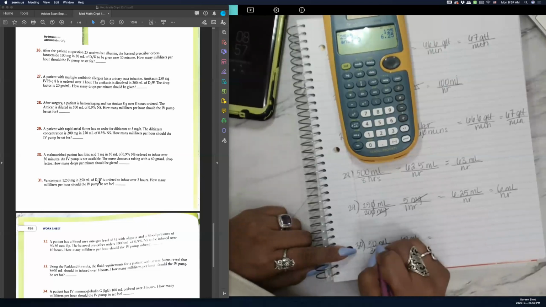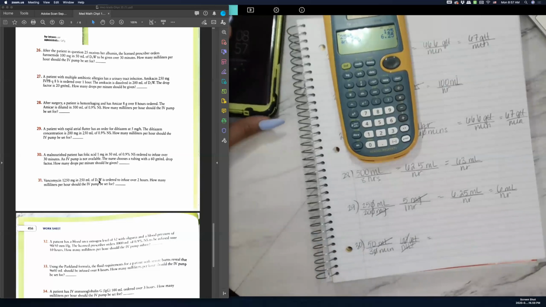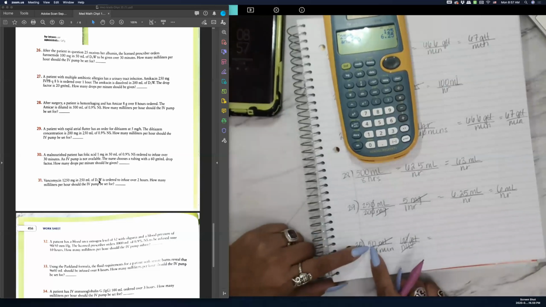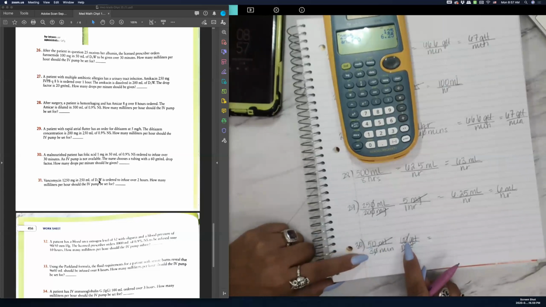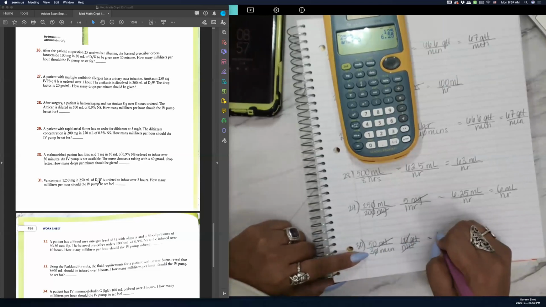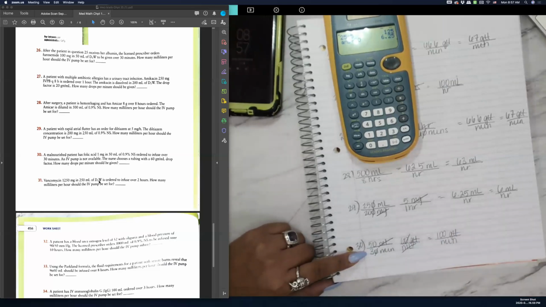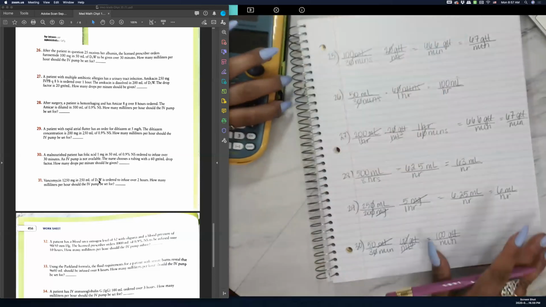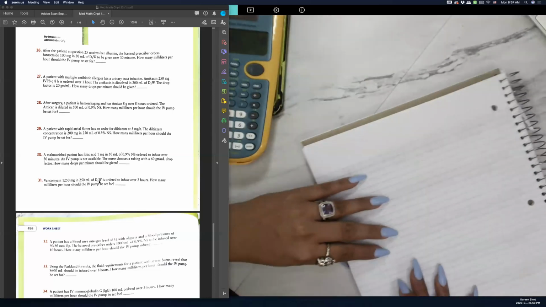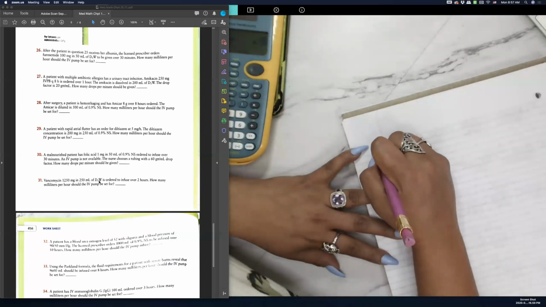So our units of milliliters are going to cancel. And then we have a trailing 0 that's also going to cancel. So we have 50 times 6 is 300 divided by 3 is 100 drops per minute. Okay. 31.